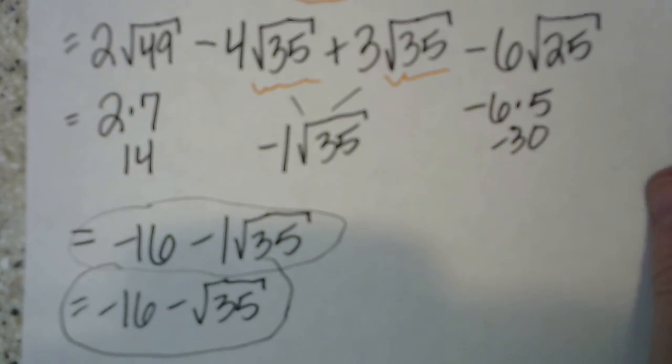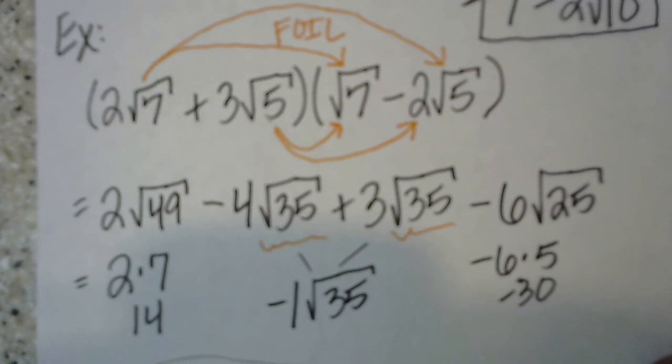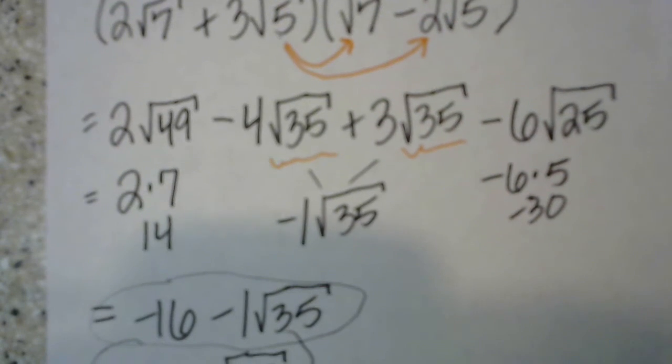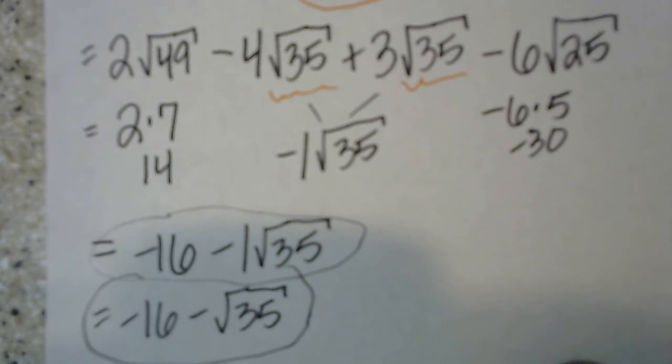Okay, so make sure that you switch gears. You start off multiplying, distributing, and following those rules. But once you're done distributing, you've got to switch gears and follow addition and subtraction rules.